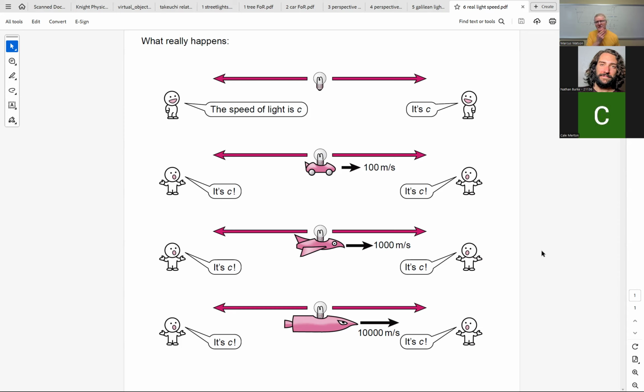And this is such a fundamentally strange thing. It seems like a really easy thing to understand. Maybe you've heard this before: light travels at light speed, and it doesn't matter how fast you're going, light's still moving at light speed. But think about that for a minute. No matter what speed you're going, light is always going the same speed.